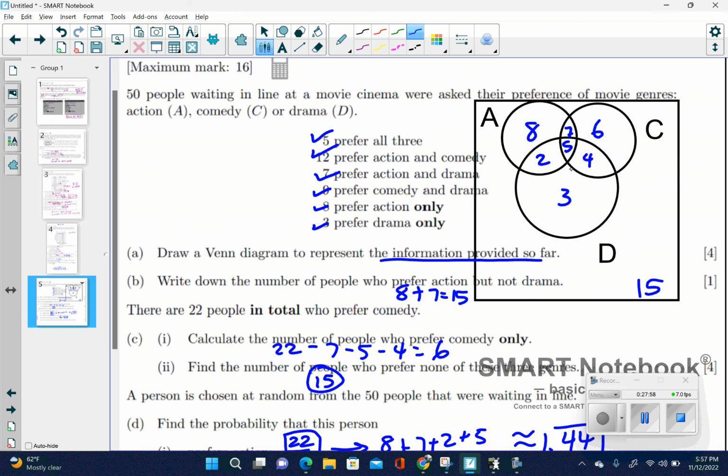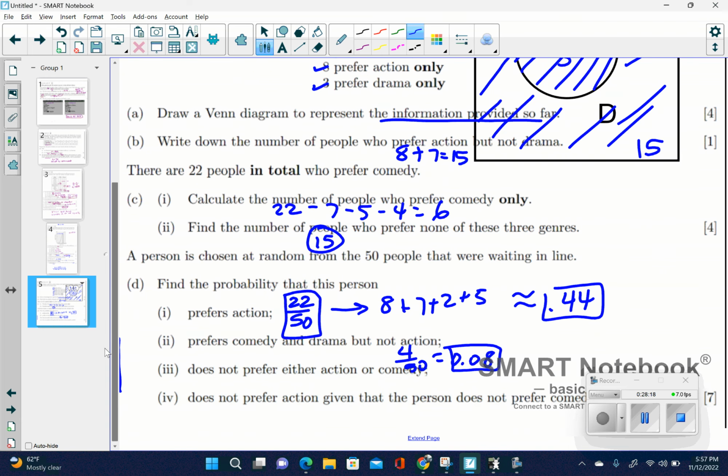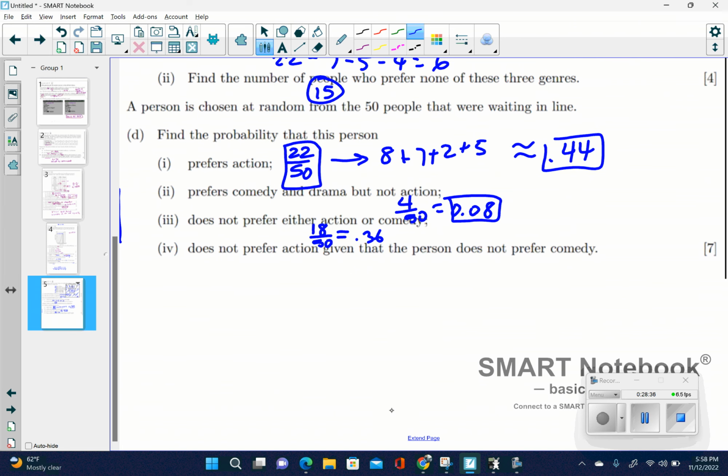Action or comedy is right here, so we're looking at these 3 people, and this 15, which don't prefer any of them. So 15 plus the 3, because 3 people prefer only drama. 3 plus 15 is 18 out of 50 altogether who do not prefer either action or comedy. As a decimal, that is 0.36. Either answer works.